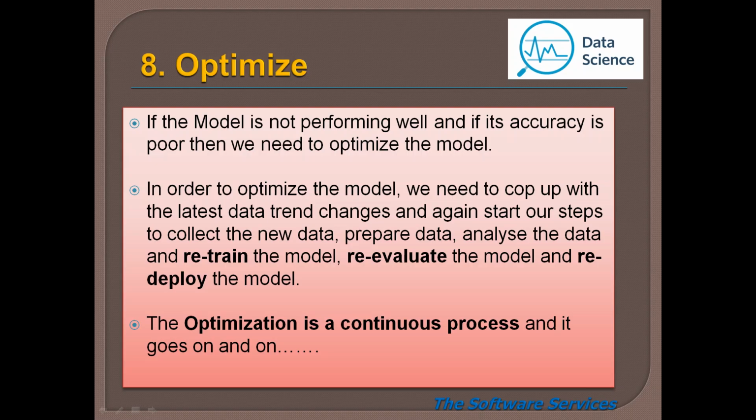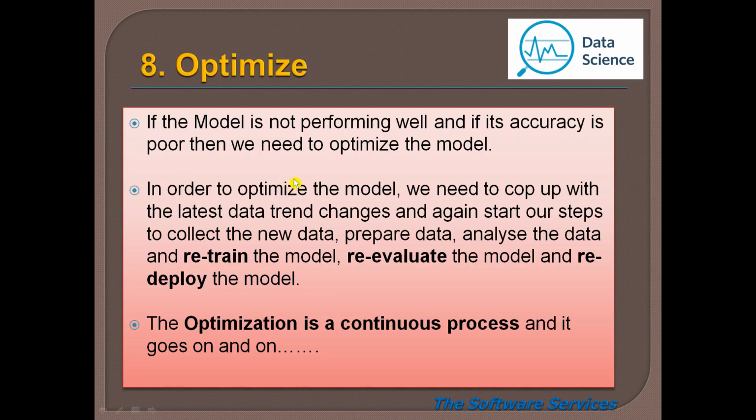In this class, we are going to discuss the last stage of the data science project's life cycle, that is optimization. So, optimize. If the model is not performing well and if its accuracy is poor, then we need to optimize the model, friends. So in order to optimize the model, what do we do? We need to cope with the latest data trend changes and again start our steps to collect the new data, prepare the data, analyze the data, retrain the model, re-evaluate the model and redeploy the model. So all those things we should do again.